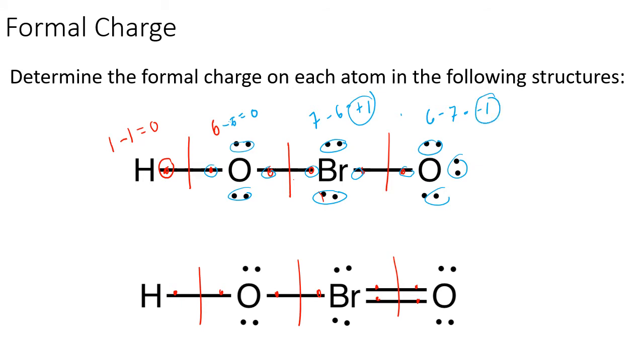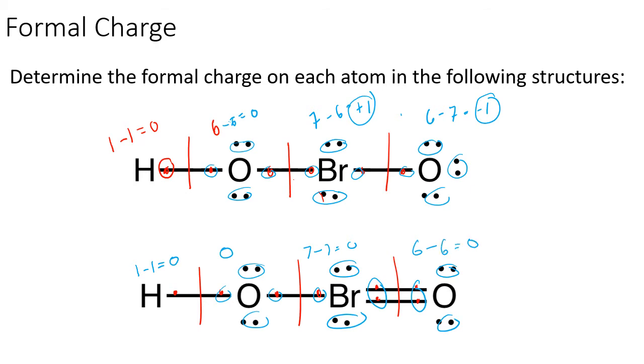Now let's compare that with the lower structure. Hydrogen's still going to be 1 minus 1, which is 0 formal charge. The oxygen below here is the same. It still has 6 electrons associated with it, so it has a 0 formal charge. But now our bromine and our oxygen will be different. So bromine has 7 minus 2, 4, 6, 7 in this structure. So 0 formal charge. And our oxygen will be 6 minus, we got 2, 4, 6 electrons associated with it.